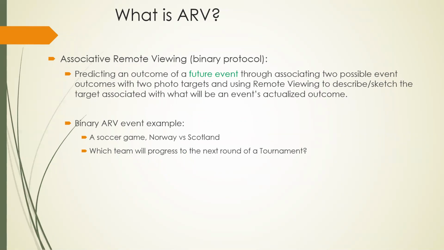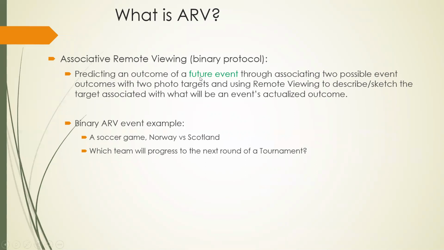Okay, so associative remote viewing, what is that? So we use ARV. ARV is just another, let's say, form of remote viewing. In this form or method of remote viewing, we are predicting the outcome of a future event.